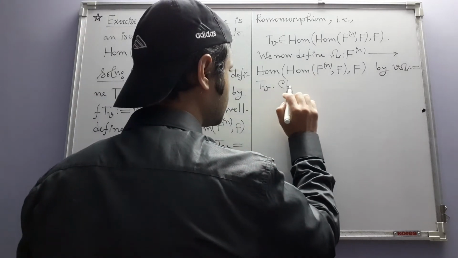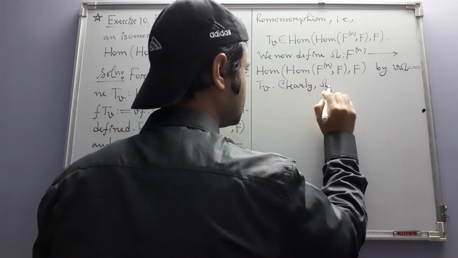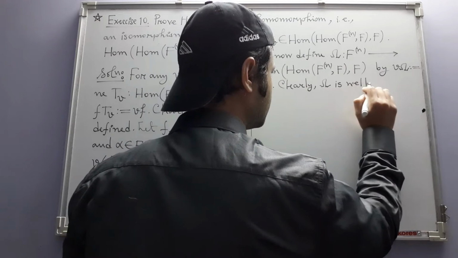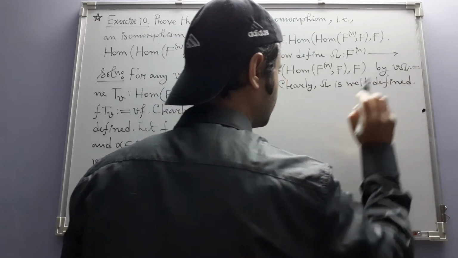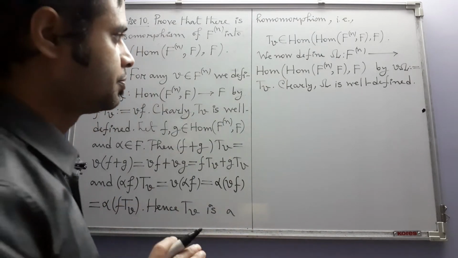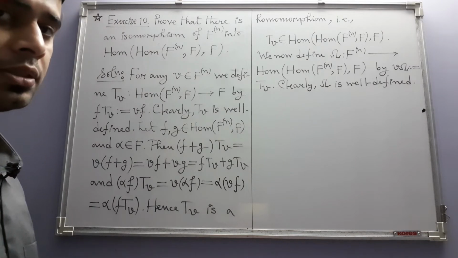Clearly omega is well defined. You should understand that we will only write clearly something is well defined only when it is clear and it's not very complicated or indirect or cannot be seen at once.